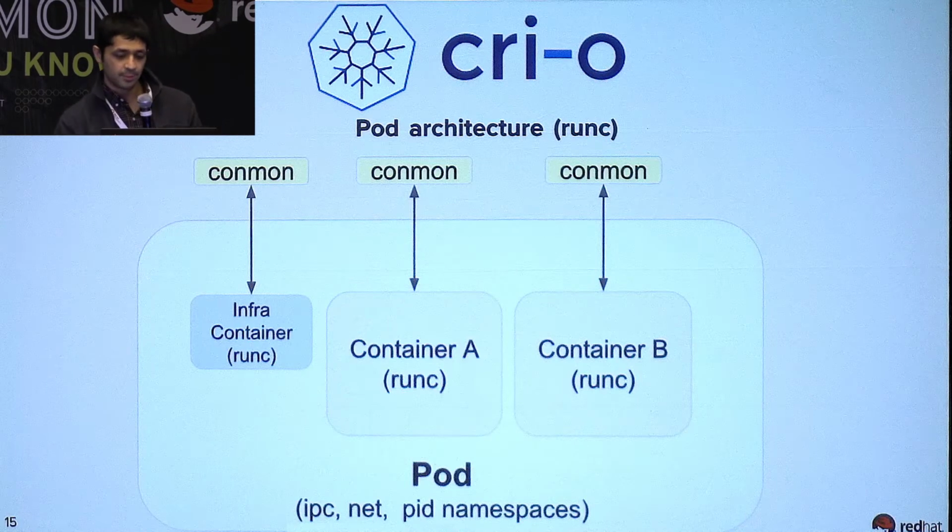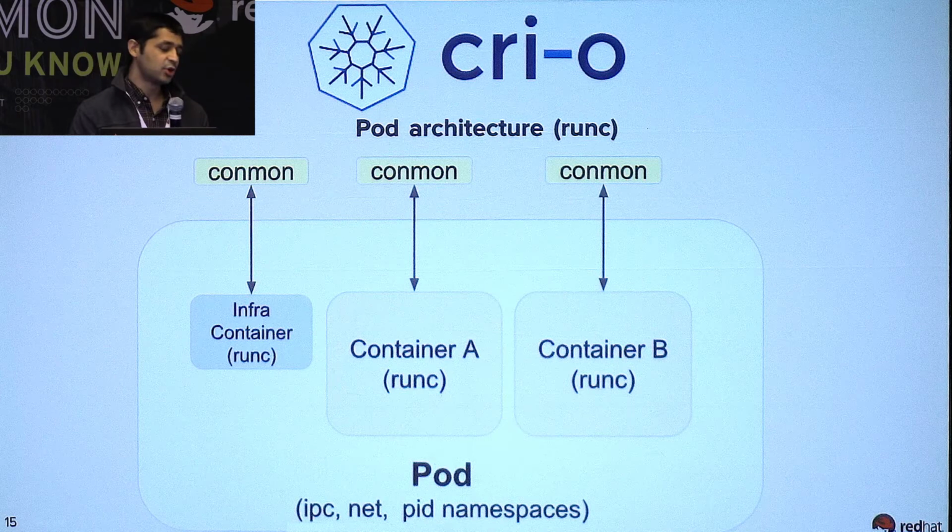So here's a view of the pod when using cri-o. So pod is the holder of the IPC, network, and PID namespaces. And each pod has this infra container, which could be your PID 1, so it can reap the processes inside the pod. And on top of each container, you have this utility called conmon. Now, why is conmon required?